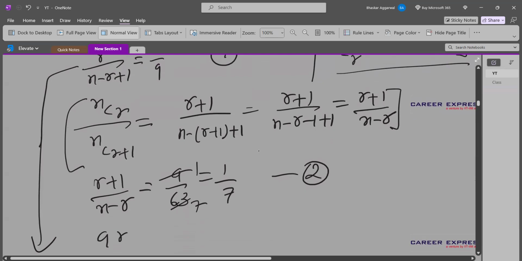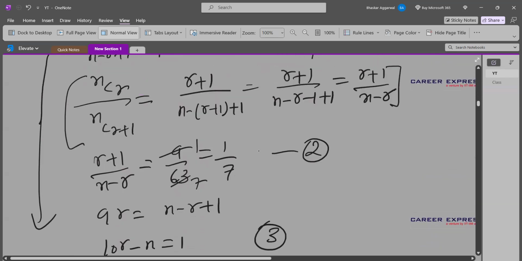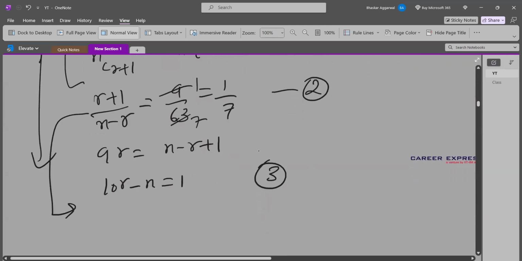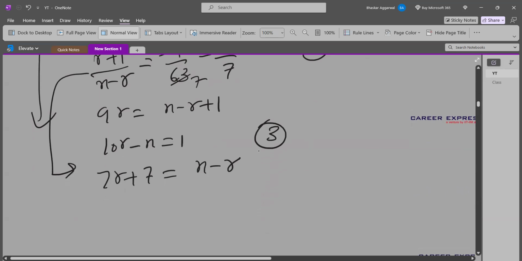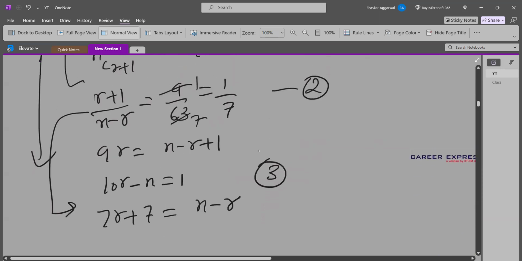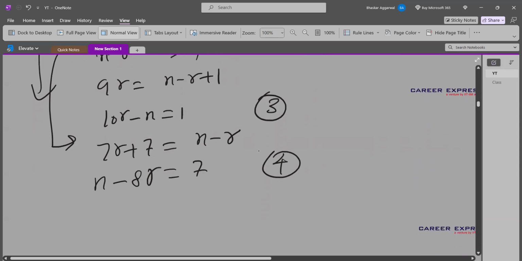This will be 9r equal to n minus r plus 1. So 10r minus n is equal to 1. That is our third equation. Similarly, I can get another equation from here. 7r plus 7 is equal to n minus r. So what do we get is n minus 8r is equal to 7. So that will be our fourth equation.